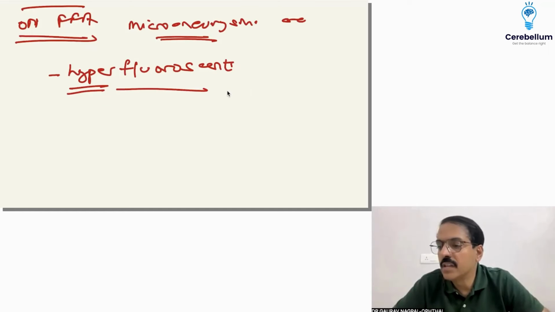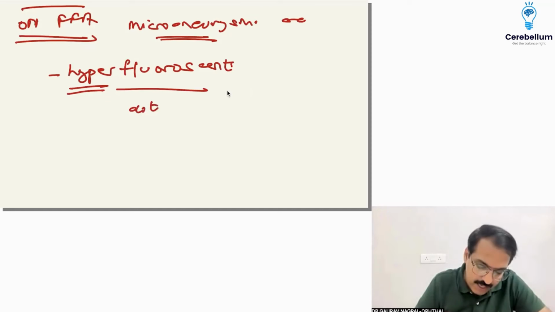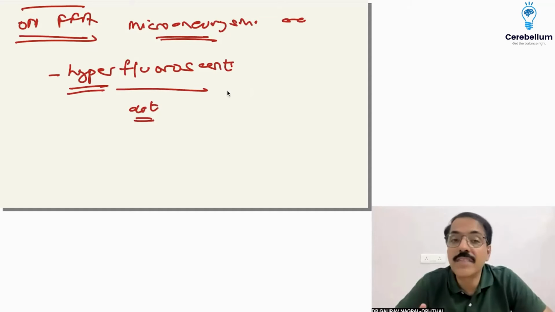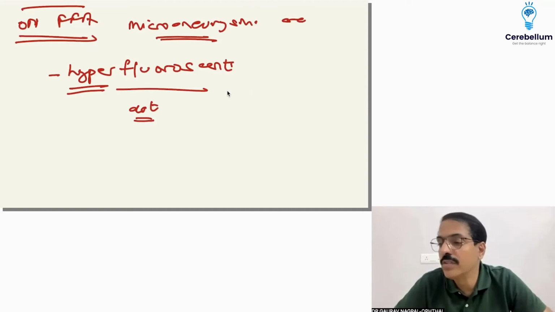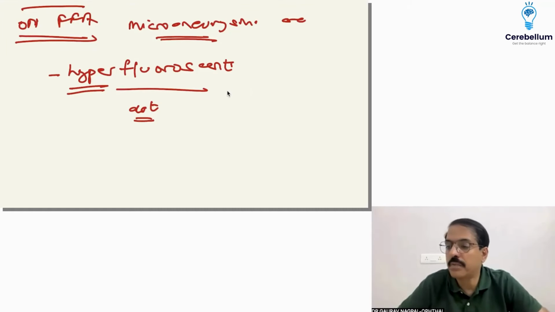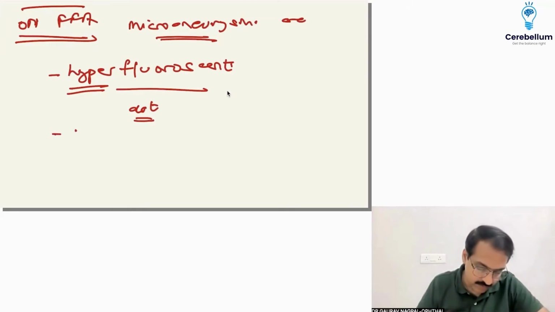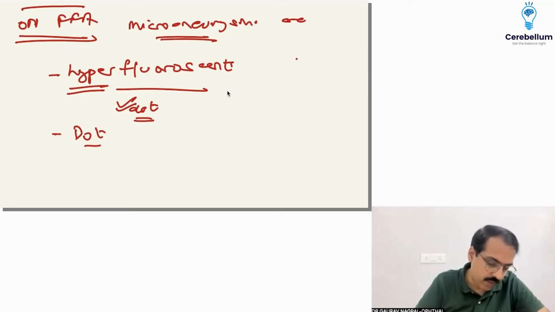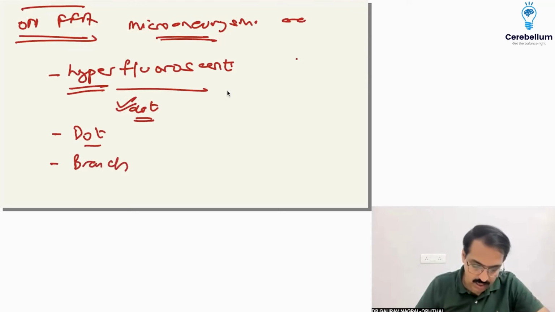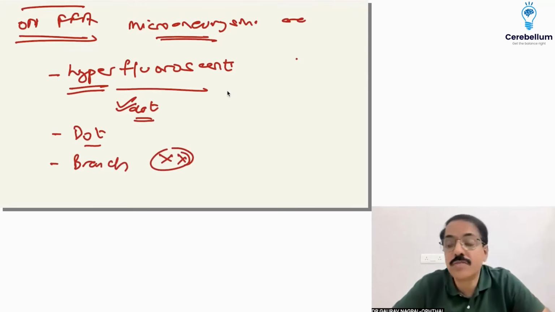Dot or branching vessel? It will be seen as a dot, not as a branching vessel. A branching vessel indicates new vessels, new vascularization, where you will see a branching pattern. So the correct answer is dot. Branch is not the correct answer. Dot hyperfluorescence will be the correct answer.